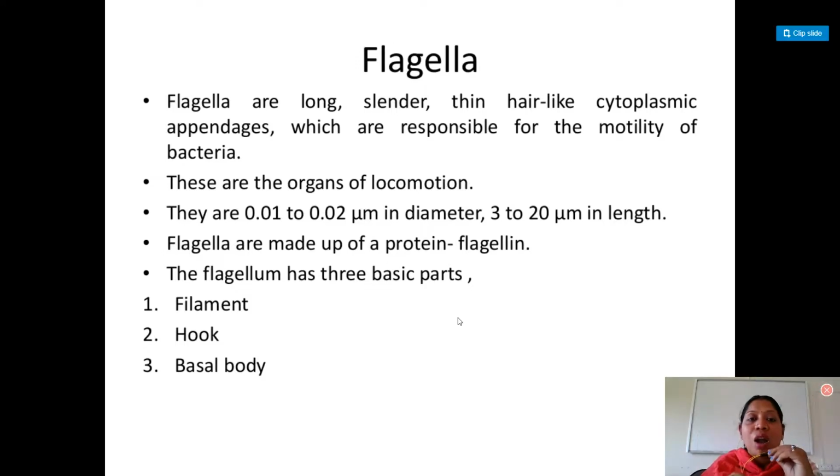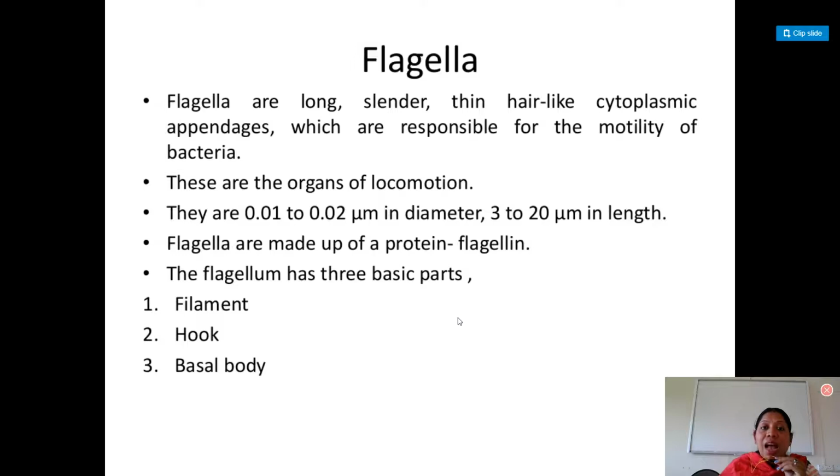Flagella itself is a 5 marks question, very important, which your exam has considered. Flagella are long, slender, thin, hair-like structures and cytoplasmic appendages. Remember, it is a locomotory organ of bacteria, responsible for the motility, the movement of the bacteria. They are about 0.01 to 0.02 micrometer in diameter and 3 to 20 micrometer in length. Flagella are made up of a protein called flagellin.